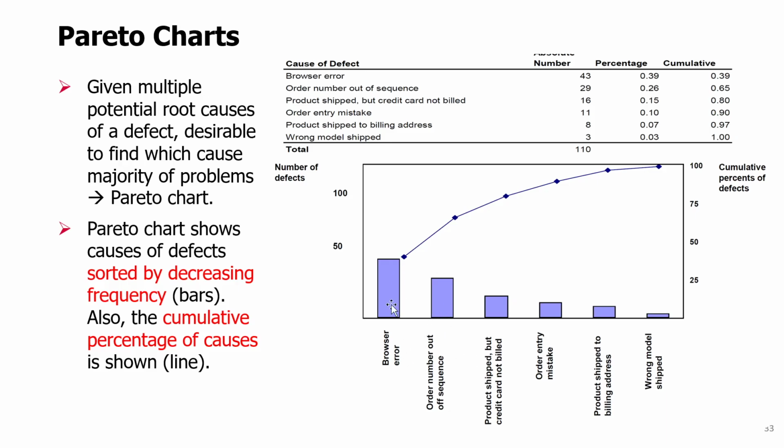If, for example, we can eliminate the browser error, maybe there is a simple fix we can do, we will already eliminate almost 40% of defects. So it's much better to work on that than maybe on the least frequent root cause of defects, right? So this is the Pareto chart, a presentation tool that helps us focus on the most frequent causes of defects, and it also helps us see the percentage of causes that the most frequent 1, 2, 3, and so on causes constitute.